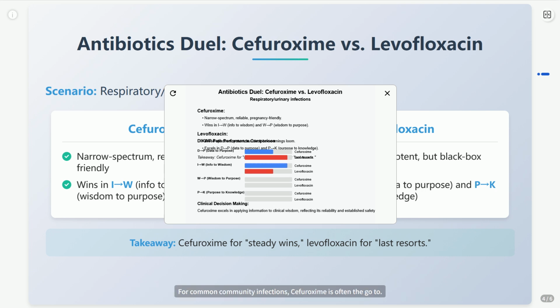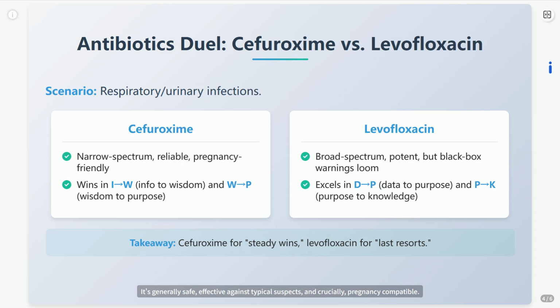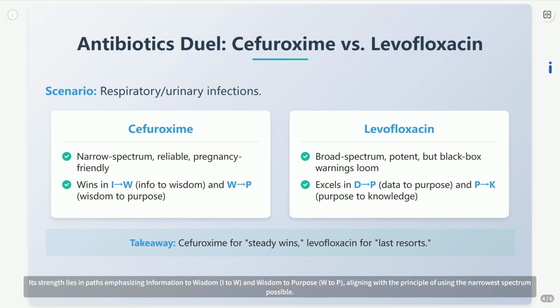Now, antibiotics. Cefuroxime, a second-gen cephalosporin, versus levofloxacin, a fluoroquinolone. For common community infections, cefuroxime is often the go-to. It's generally safe, effective against typical suspects, and crucially, pregnancy compatible. Its strength lies in paths emphasizing information to wisdom, I to W, and wisdom to purpose, W to P, aligning with the principle of using the narrowest spectrum possible.